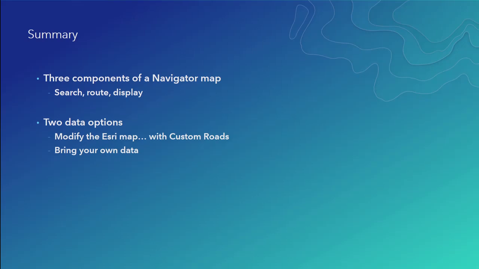Just in summary, there are those three components of a Navigator map: search, route, and display; geocoding, locators, a network dataset, and then the basemap and operational layers. You can think about it as two data options, maybe 2.5. You can modify the Esri Navigator map either with StreetMap Premium Pro or StreetMap Premium Custom Roads if you're required to seamlessly route in between the two. And then you can bring your own data. BYOD, bring your own data.